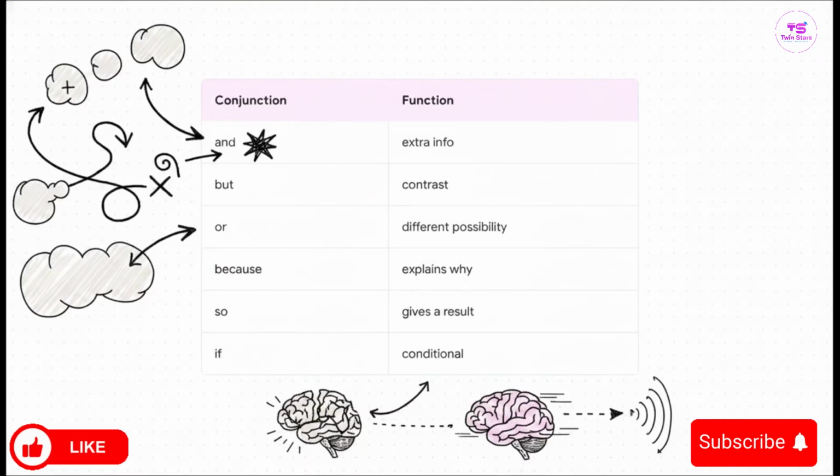Let's review our master list of the conjunctions we've covered today. And gives extra information, but provides contrast, or gives a different possibility, because explains why, so gives a result, and if sets up a conditional reality. Why does this actually matter? I mean, why take the time to focus on these tiny, seemingly invisible words? Because mastering these specific connectors is the exact difference between speaking in broken, staccato English and achieving natural, confident fluency. It allows your complex, highly intelligent thoughts to map directly to your words without losing the sophisticated relationships between your ideas. Ultimately, it makes people genuinely want to listen to you.